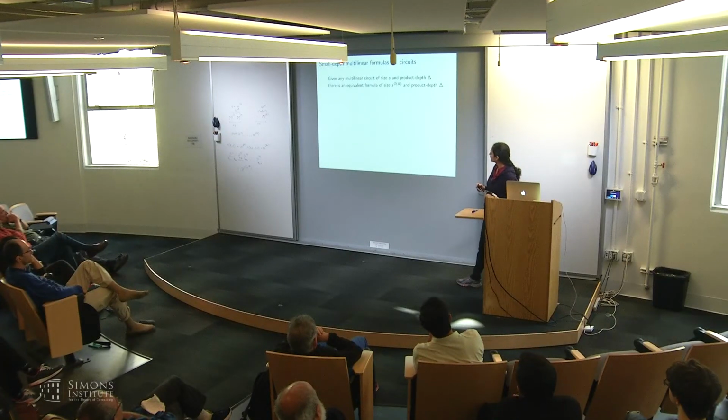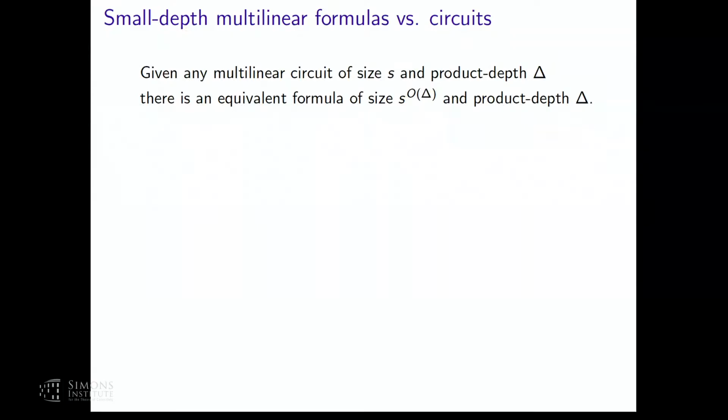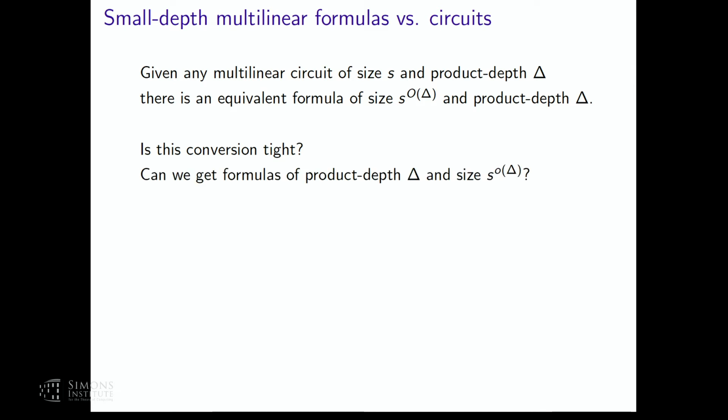This is about how strong formulas are, how strong circuits are as compared to formulas. This question can be asked in general, of course. We try to answer it in the multilinear setting. Given any multilinear circuit of size s and product depth delta, there is an equivalent formula of size s to the order delta and product depth delta. This we already saw. The question one can ask is, is this conversion tight? Can we get formulas of product depth delta but size s to the little o delta?